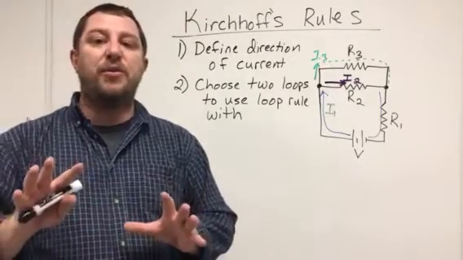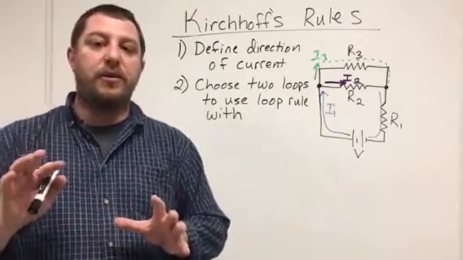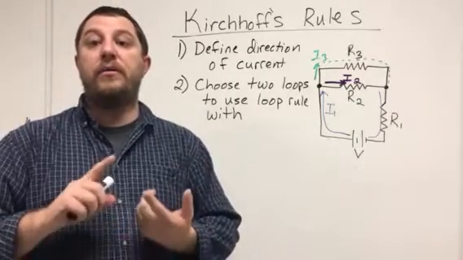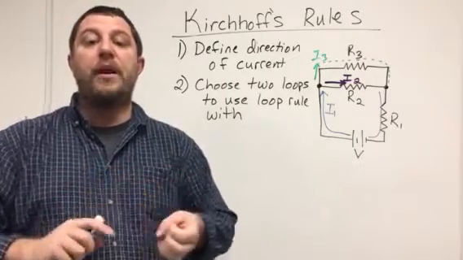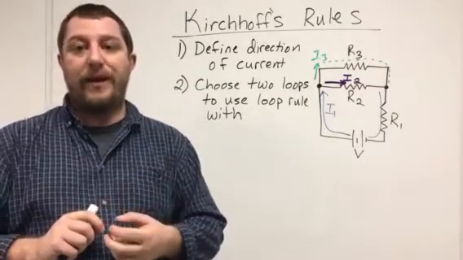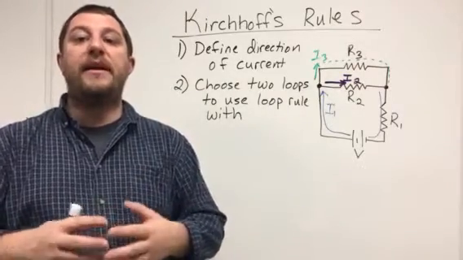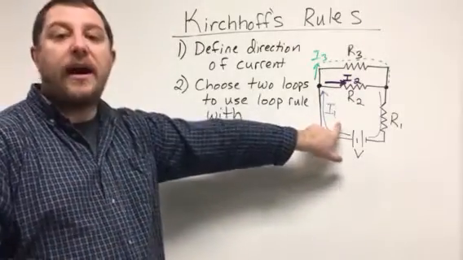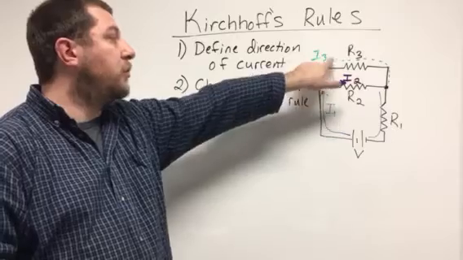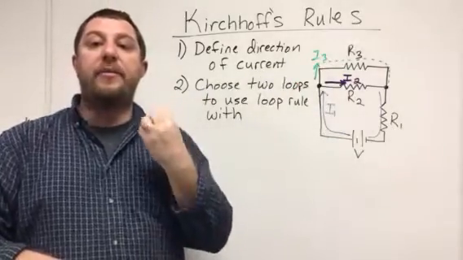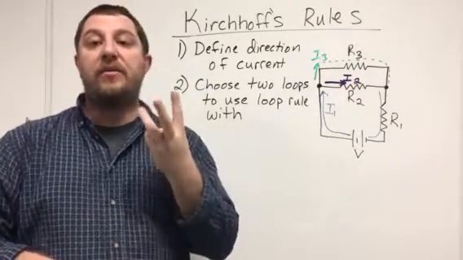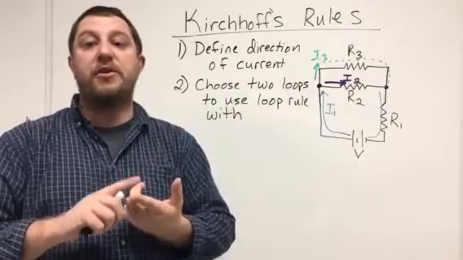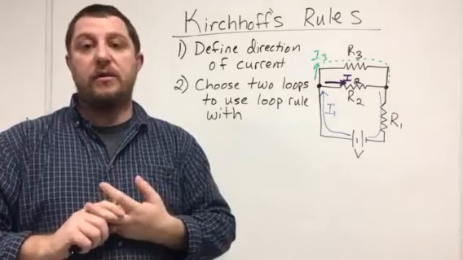So here's the essential idea behind Kirchhoff's rules. I'm going to use the 2 statements we had in the last video, the junction rule and the loop rule, to generate a system of equations that will allow me to then solve for the currents. So in this case, I have 3 currents. If I have 3 currents, that means I have 3 unknowns. I need 3 equations. So I'm going to use the junction rule once, and then I'm going to use the loop rule twice.